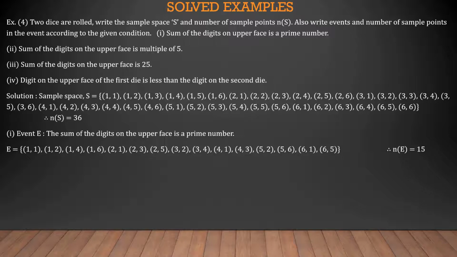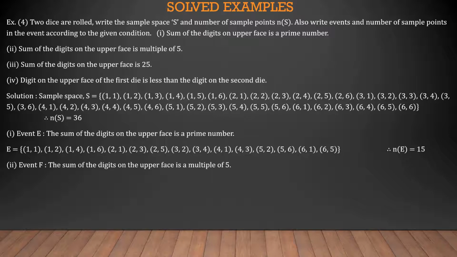6, 1 is taken because 6 plus 1 is 7. That's a prime number. And 6, 5 is taken because 6 plus 5 is 11. That's a prime number. So these are the sample points in event E. So total sample points in event E we get are n of E is equal to 15.